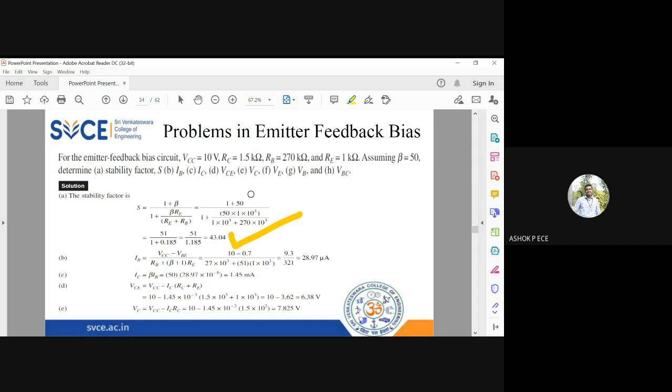Ideally, for the very first circuit we have seen, the stability factor is 51. Now, because of adding an emitter resistance, you see, it has come from 51 to 43.08. We have reduced the value of stability factor.